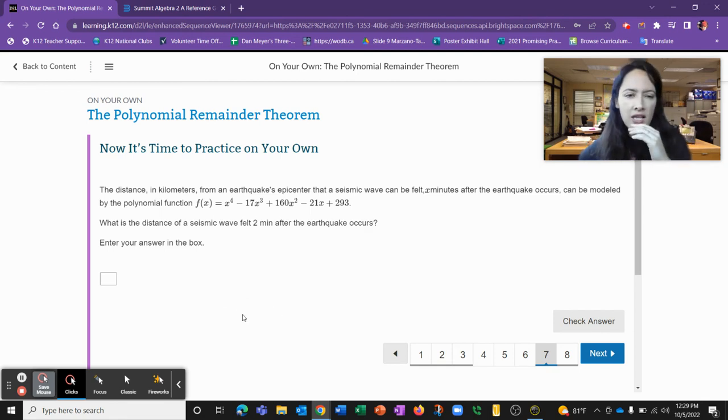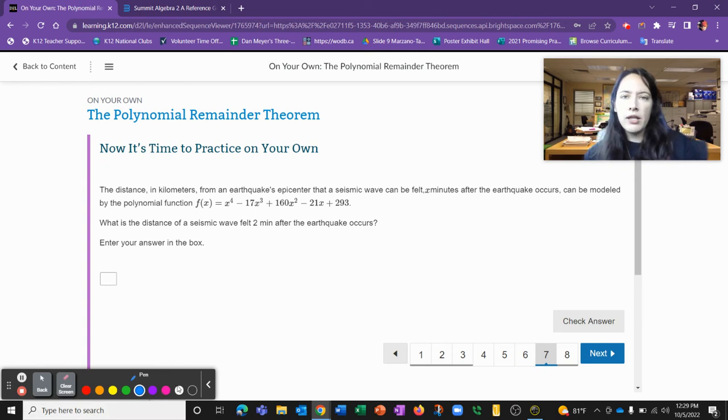So the distance in kilometers from an earthquake's epicenter that a seismic wave can be felt X minutes after the earthquake occurs can be modeled by this function. That's important, right? Actually, weather has a lot of math in it, a lot of math. And it's great. So, all right, what is the distance of the seismic wave felt 2 minutes after the earthquake occurs? So you could substitute 2 in wherever you see X and use your calculator, or let's see if it's actually faster if we do the polynomial synthetic division.